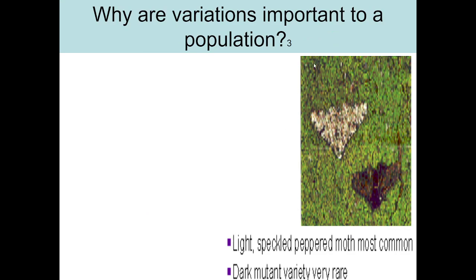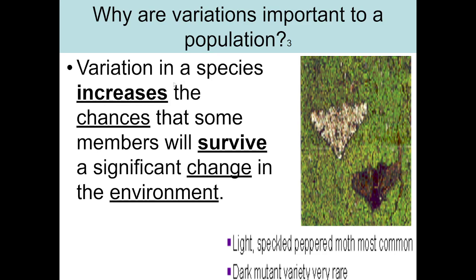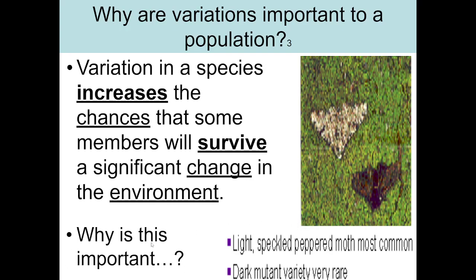Why are variations important to a population? Variation in a species increases the chance that some members will survive a significant change in the environment. Why is this important? Over here you can see two moths of the same species. One is a light speckled pepper moth and another is a dark mutant variety, which is very rare.